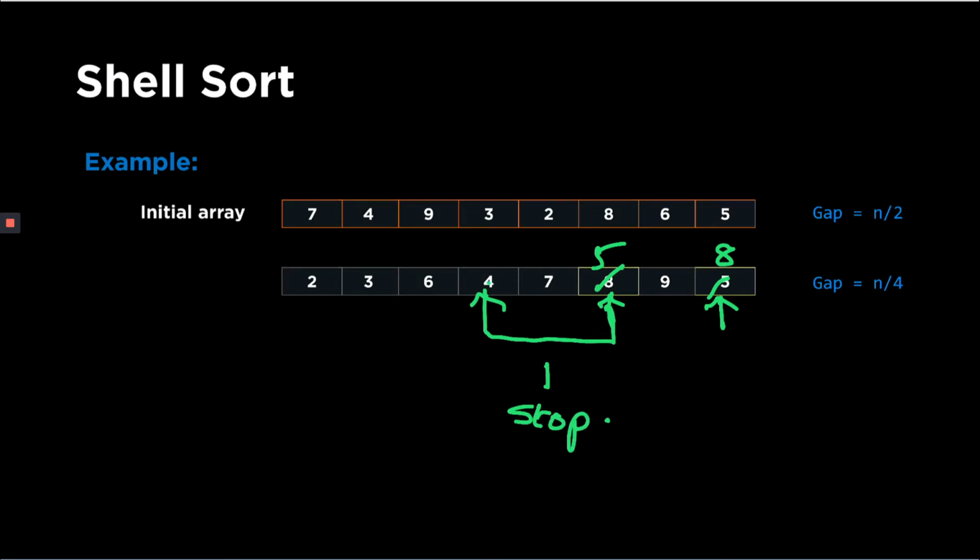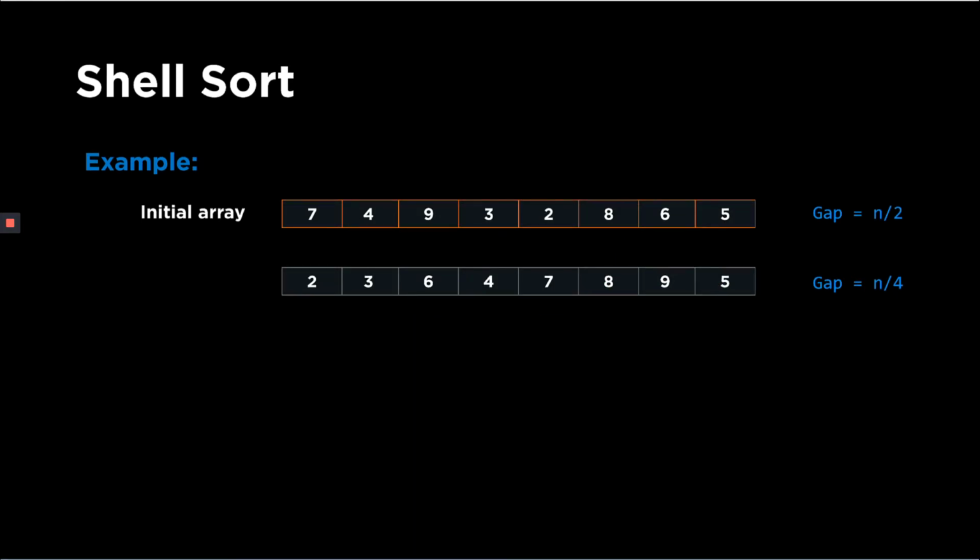Let's say this number was something like 8. In that case, we would have swapped these and then gone further back. But since the previous element is in order, we stop right here. So why we didn't go back in the other ones is because both of those arrays or sub arrays were already sorted.